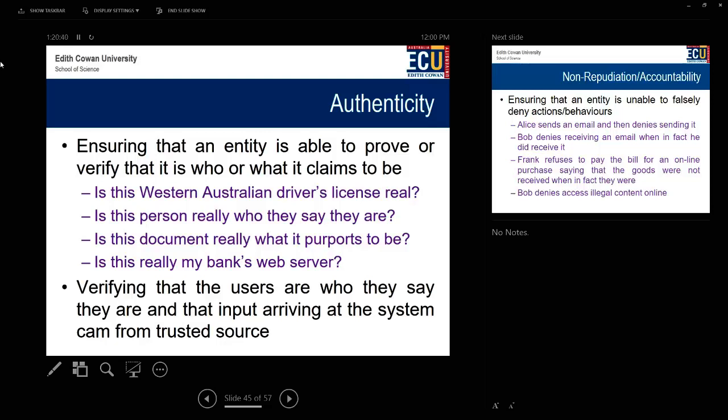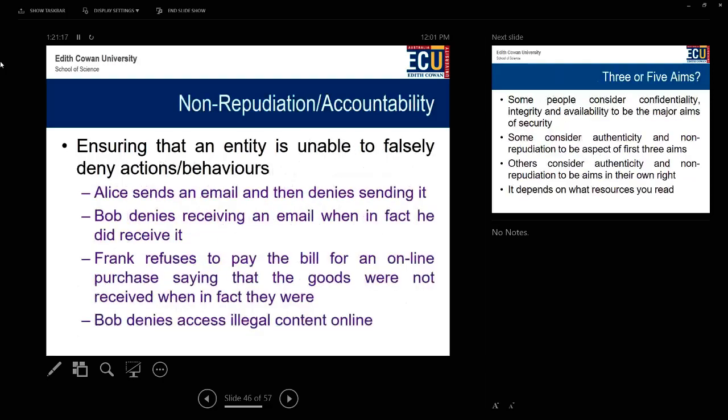So, is this Western Australian driver's license real? This could be an example of authenticity. Is this person really who they say they are? Is this document really what it's supposed to be? Is this really my bank's web server? This is where authenticity comes in. Having that comfort level that whatever you are seeing on your computer or any electronic device is from your actual organization is what authenticity is about.